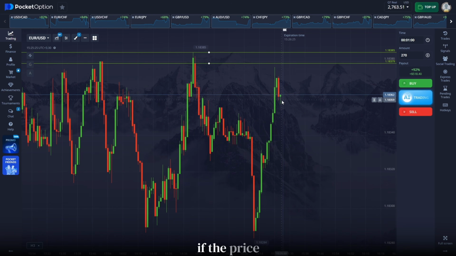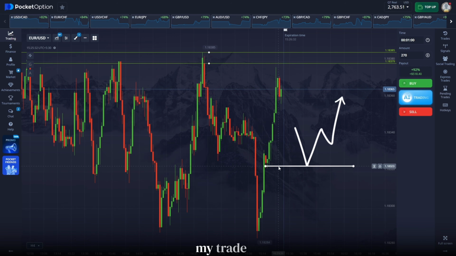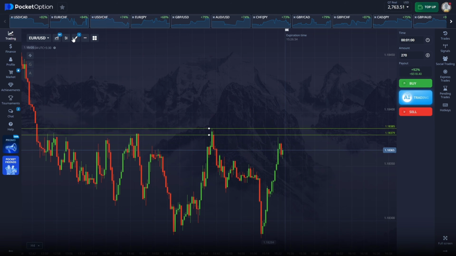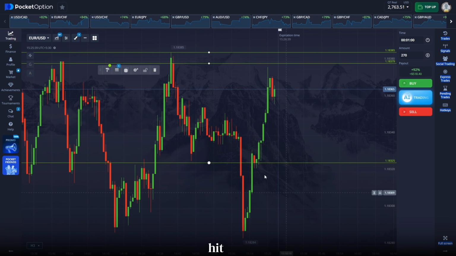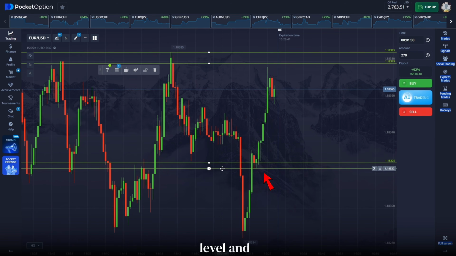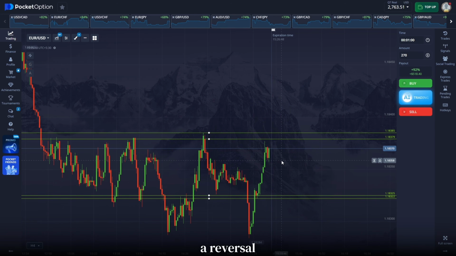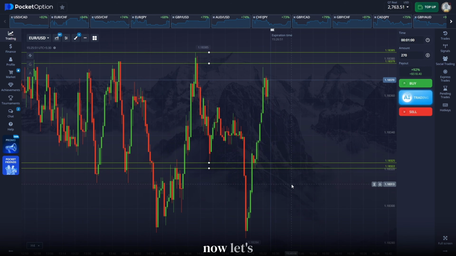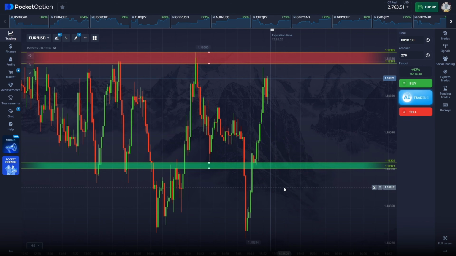If not, if the price starts going down, I will use this support level as the recent support for a reversal trade and will place my trade in the upside direction. So let's wait now. Either the price will hit this support level and I will take a reversal trade in the upside direction, or the price will hit the resistance zone and then I will go for a reversal trade in the downward direction. Now let's wait for the price to hit either the resistance or the support so that I can analyze the chart and place my trade.